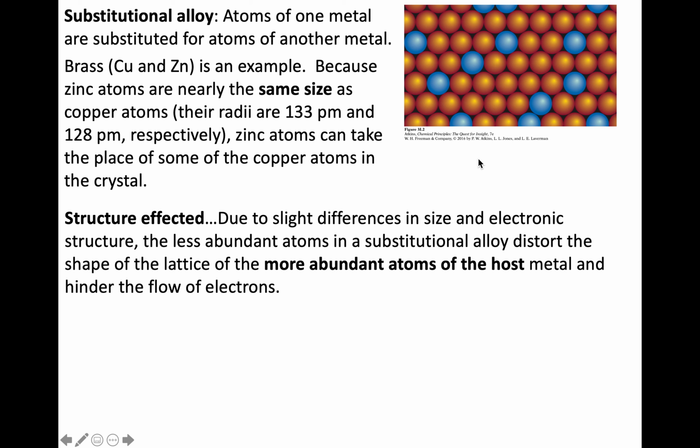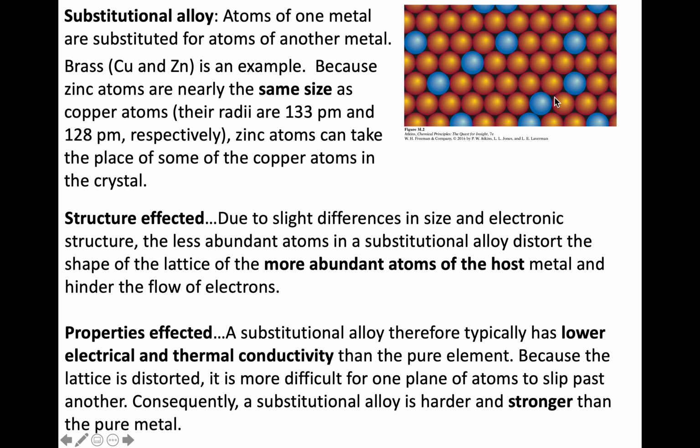We find that the structure then is affected. It's no longer the property of just the original atoms. And the properties, therefore, are affected. So there's differences, for example, in the electrical and thermal conductivity. It's different than the original pure element. You also find within this, it doesn't become as mobile. The atoms themselves are less mobile. It's more difficult for the atoms to slide as you've distorted aspects of the crystal lattice. So it turns out a feature of that is it becomes harder and stronger than the original metal.